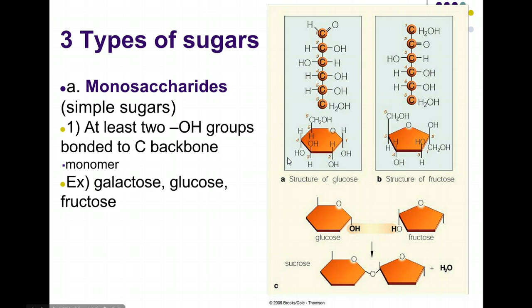Okay, 3 types of sugars. We're going to start with monosaccharides. Remember, this is your monomer. It's going to have at least 2 hydroxide groups, OH, bonded to a carbon backbone. Examples are galactose, glucose, and fructose. So you can see here, it's a 6 carbon sugar, and the carbons are put together like a little backbone. And here are your OHs on the outside. Remember, carbon makes the spine of our macromolecules. And then fructose is just a little bit different. You can see a different molecule up here at the top, but still the same carbon backbone.